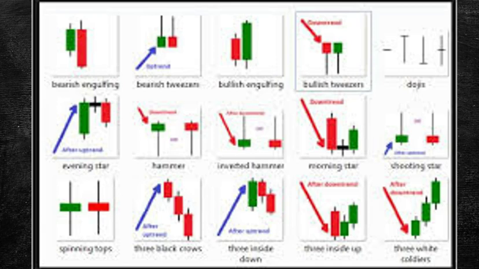Now when I blew up this picture, it became very hard to read. But you guys recognize most of these. You got your dojis up here that are more your single candle indicators, and then a 3-candle pattern like a morning star, which would indicate bullish movement. So you have reversal patterns, you have continuation patterns, you got a little bit of everything on here.